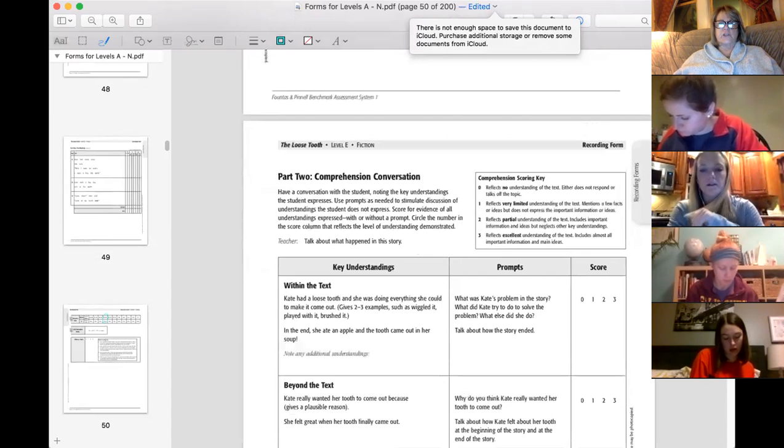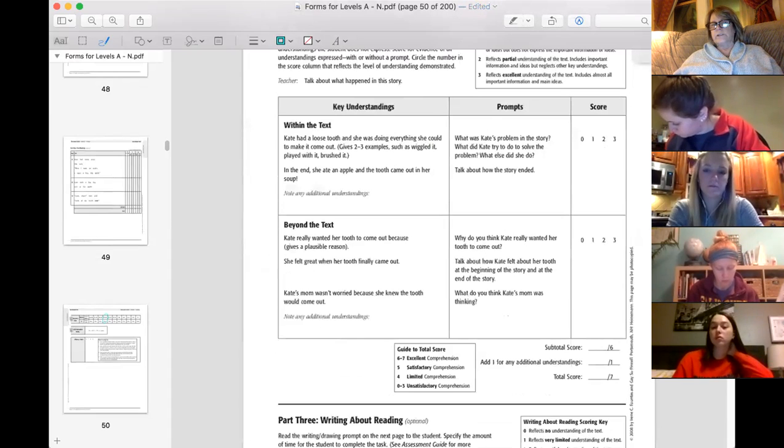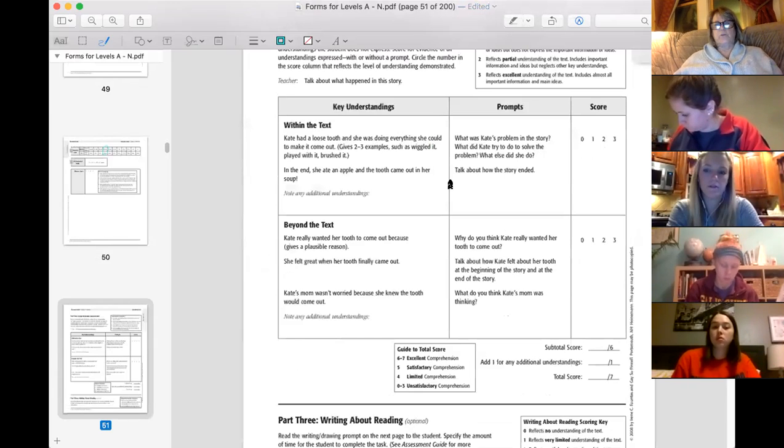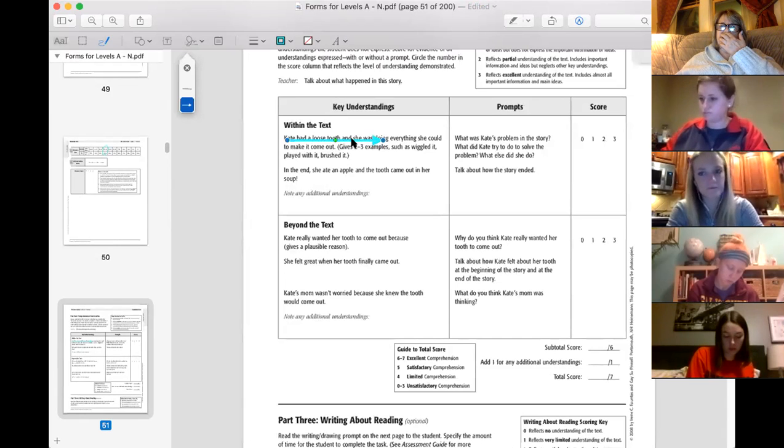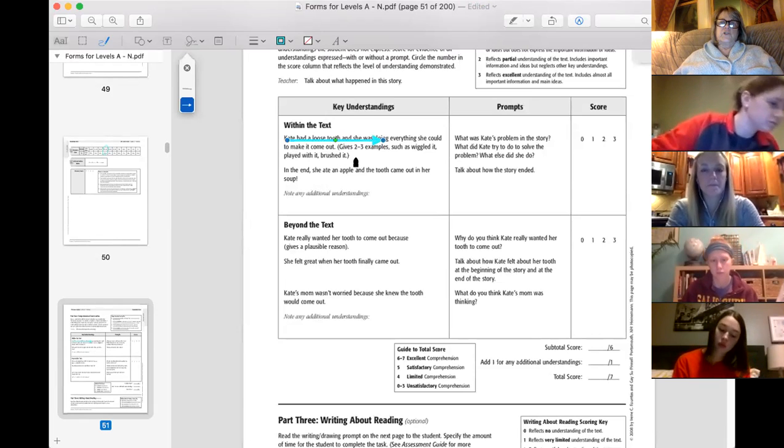Now you go to your comprehension questions. Same thing that we talked about before. Don't worry about scoring these while the kid's there, and again, we're going to talk about them tomorrow, but you see the same thing. The prompts are here, and you're going to record in the key understanding section. So the prompt is, what was Kate's problem in the story? Oh, Kate had a loose tooth. Well, what do you think Kate did? What did Kate try to do to solve the problem? Oh, she wiggled it.